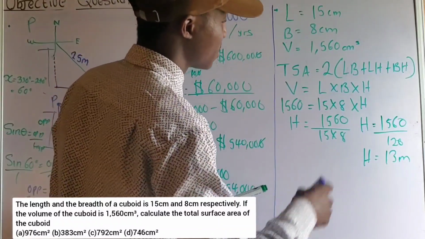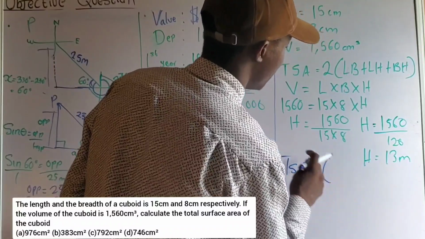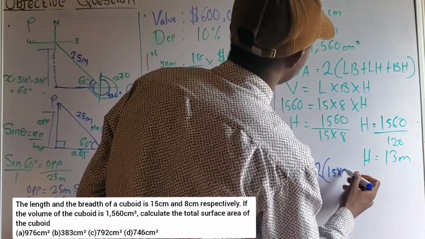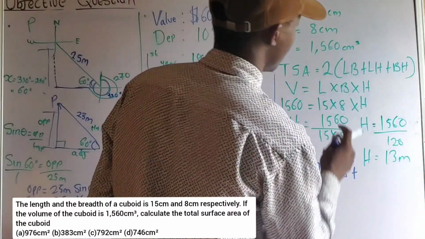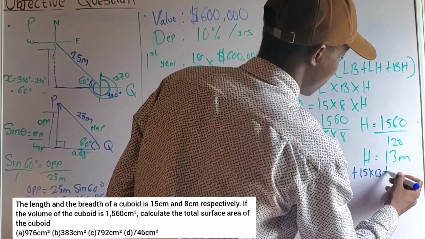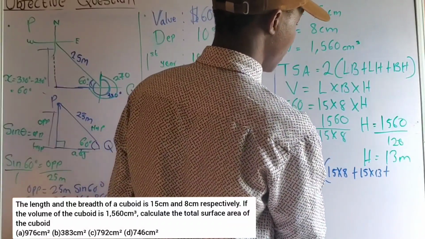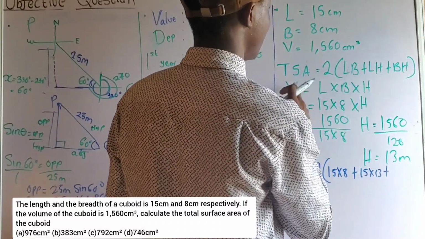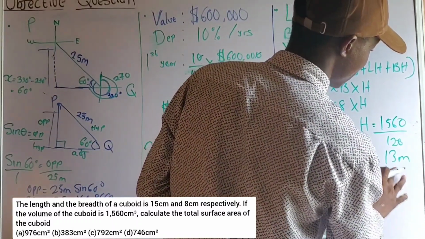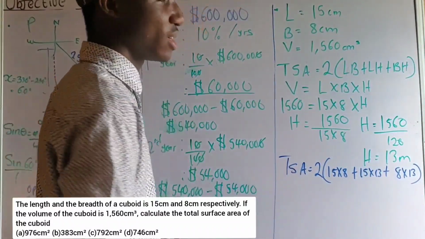Okay, so let's proceed. Here I'm going to have the total surface area is equal to 2 multiplied by length times breadth, 15 times 8, plus length times height. The length is still 15 times 13, plus, then we have, what's the next one? Okay, breadth times height. The breadth is 8, so I'm going to have 8 times 13. Okay, so with respect to this, you can easily determine the total surface area.